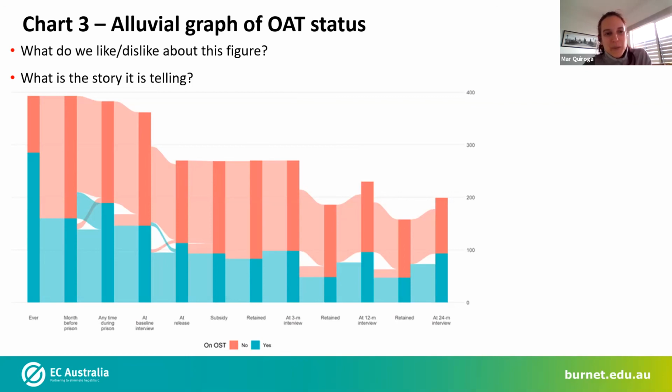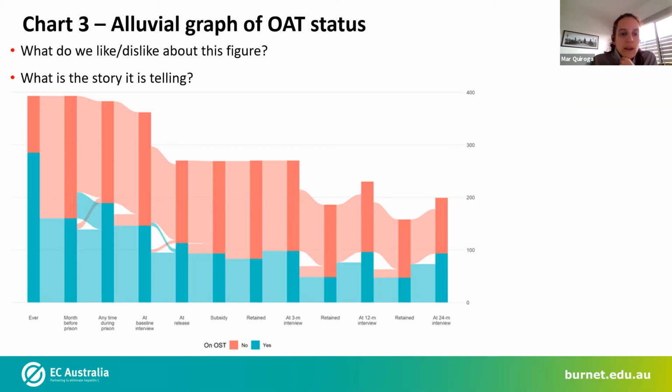This is one of my favorite types of charts, which is called an alluvial graph. It allows you to visualize longitudinal data, which is kind of difficult to visualize in any other way. You see how the same people that you're interviewing maybe every 3 months change over time. This chart is showing how many people are on opioid substitution therapy. It's a cohort of people that have been followed up over time, and some people drop out of the study, which is why the bars get smaller and smaller over time.